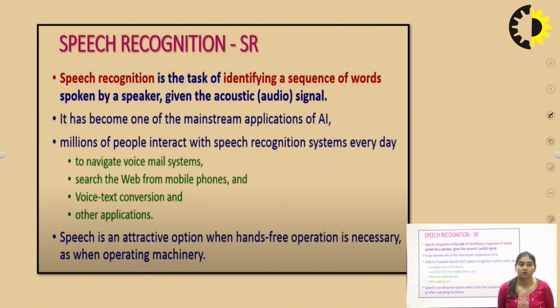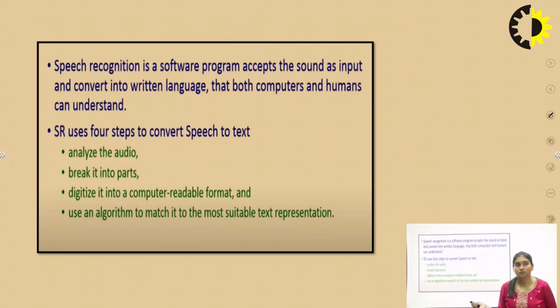From the words spoken by the speaker, we need to identify the sequence of the words. Here we are using 4 steps to convert the speech to text. First, you have to analyze the audio and then break it into parts. Third, digitize it into a computer readable format, as you have to convert the speech to text. And lastly, you have to use an algorithm to match it to the most suitable text representation. So these are the 4 steps followed in speech recognition.